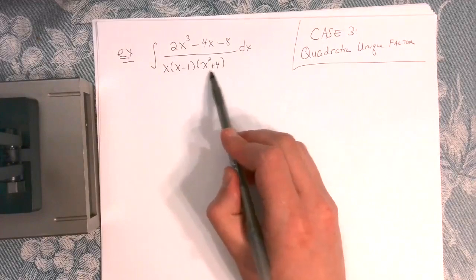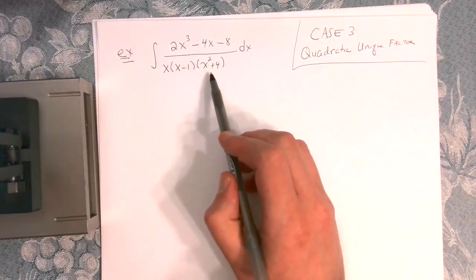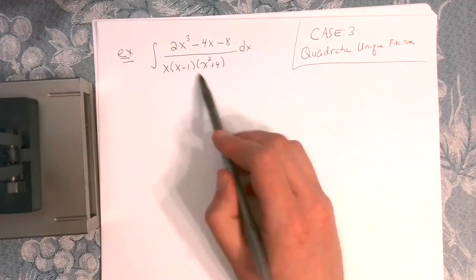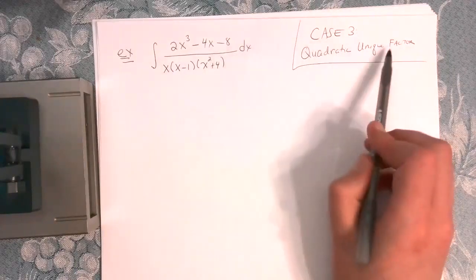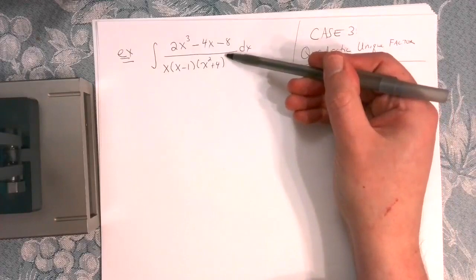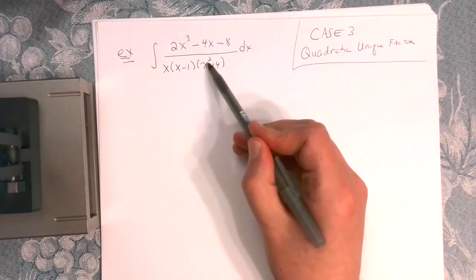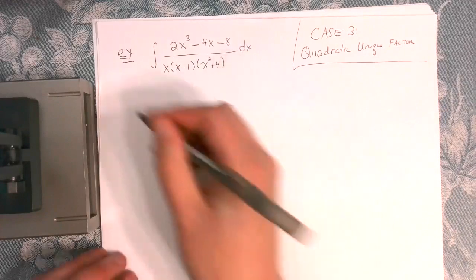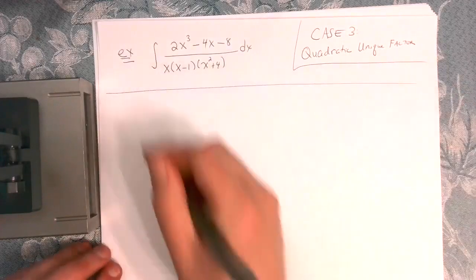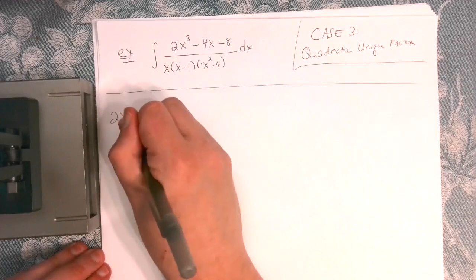This is squared, it's not going to factor further, at least not over the real numbers, right? We're not going to use imaginary numbers in this course. So this won't factor further. What makes it unique? There's only one copy of it. So quadratic and it won't factor further. Unique because there's one copy. So how do we decomp that? Let's take a look.